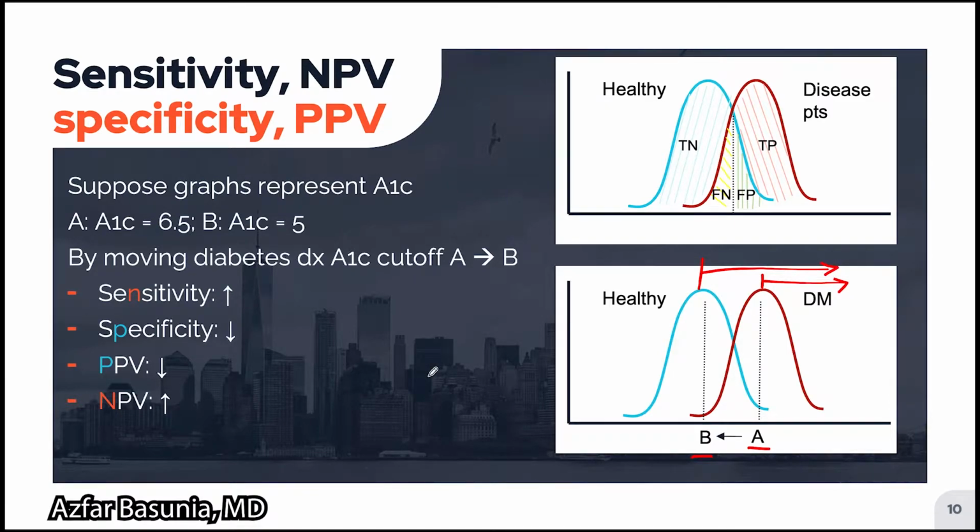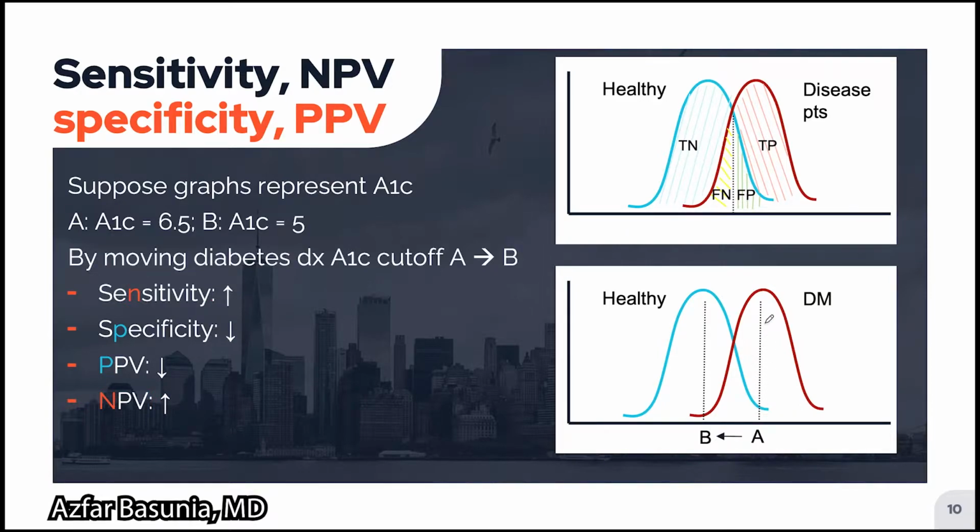One of the most important things to remember is that the N's and the P's move together. That means the sensitivity and the negative predictive value move together, and the specificity and the positive predictive value move together. When we move the cut point from A to B, note that all of this extra area under the disease patient curve will now be correctly classified as having the disease. This means that the true positive rate is going up. And note that the true positive rate is basically the sensitivity, so the sensitivity is going up. And since the N's move together, the negative predictive value will also go up.